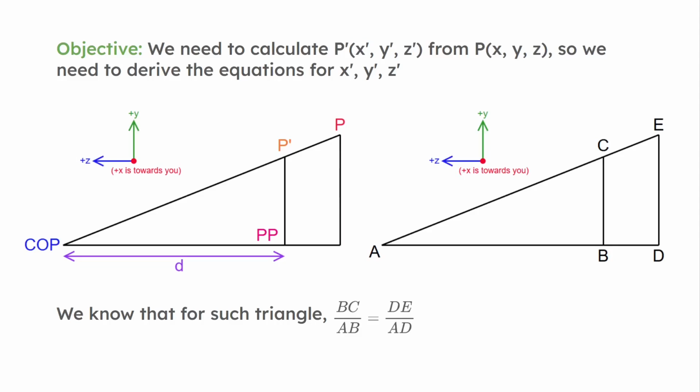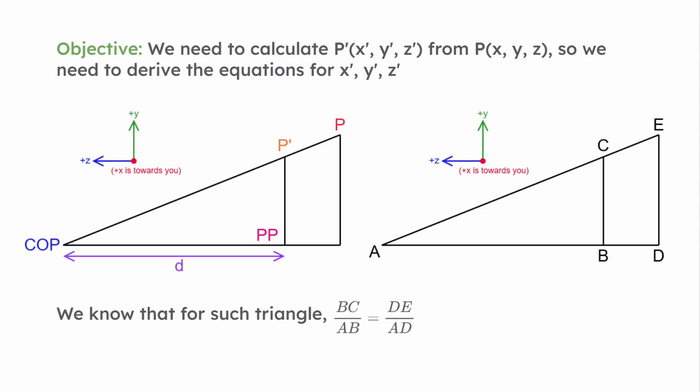While calculating projection, we essentially calculate the P prime point, or specifically the X prime, Y prime, and Z prime, the three components that constitute P prime. All right. And we're given the X, Y, Z coordinates of the point P and some configuration regarding the distance between the COP and projection plane and where the COP is located.